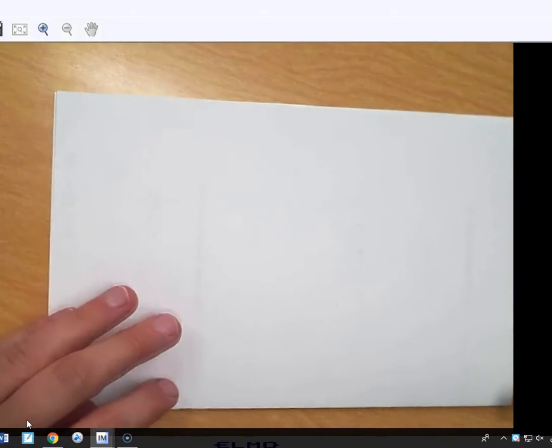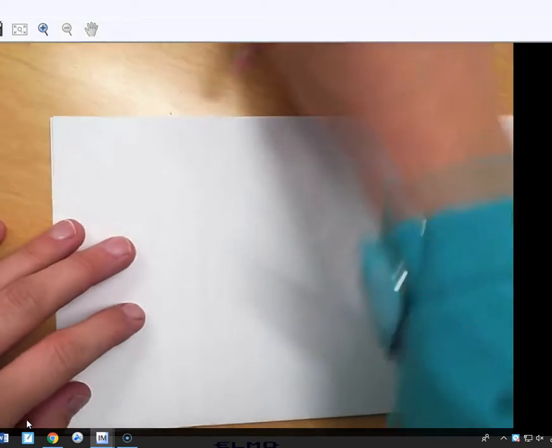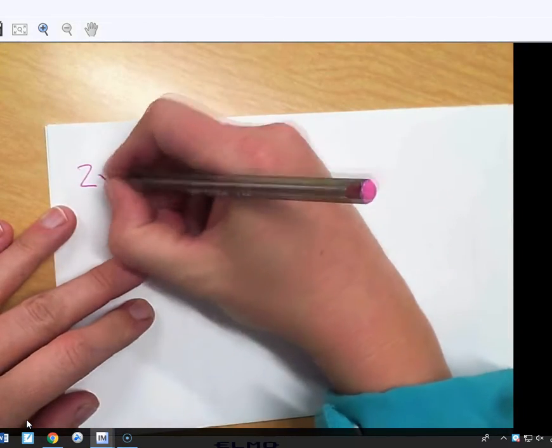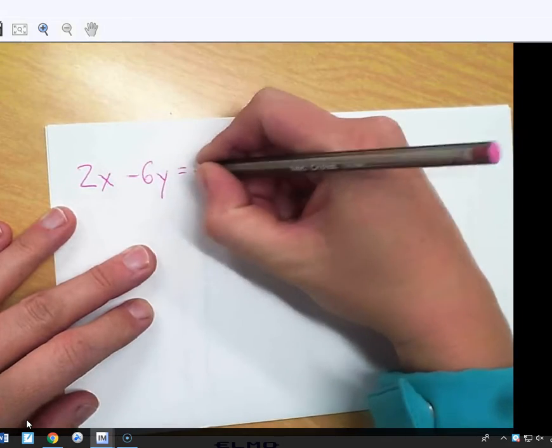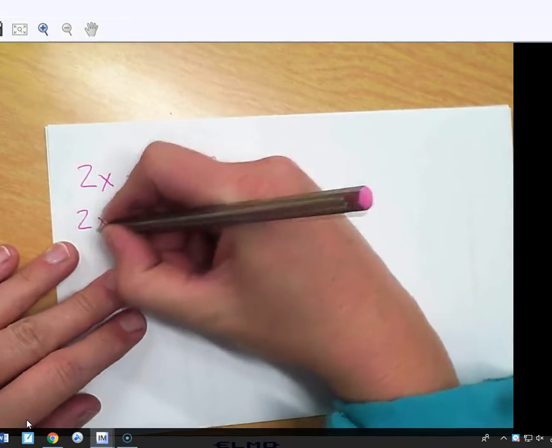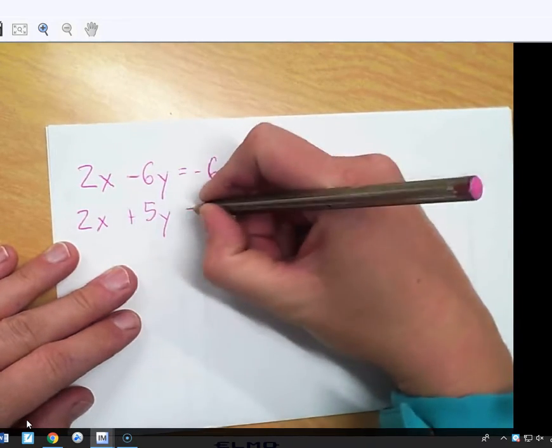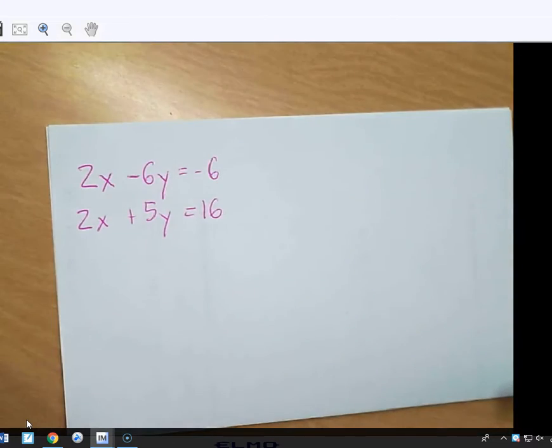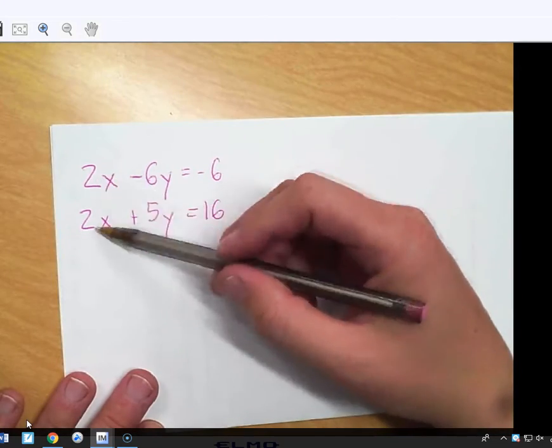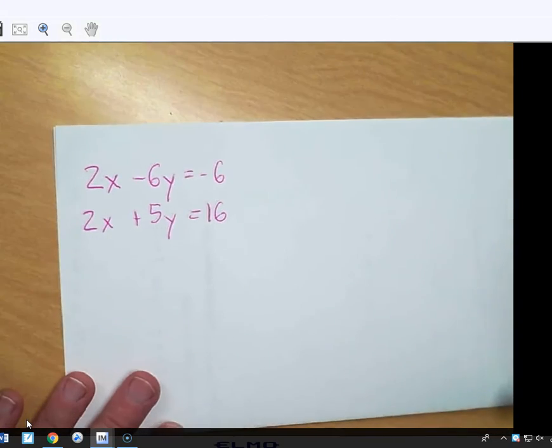Today we are going to go over the elimination quiz. We have 2x minus 6y equals negative 6 and 2x plus 5y equals 16. In order to eliminate, we have to have the same number, but one has to be positive and one has to be negative.